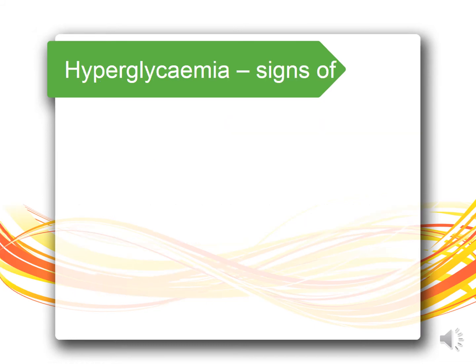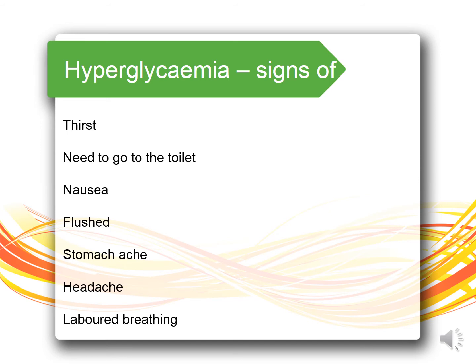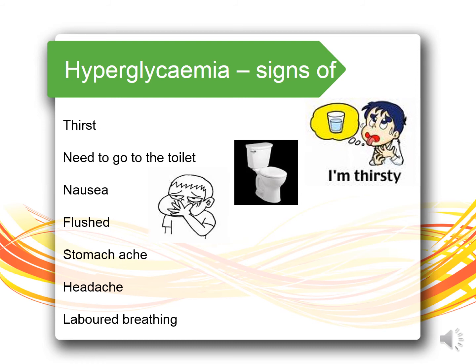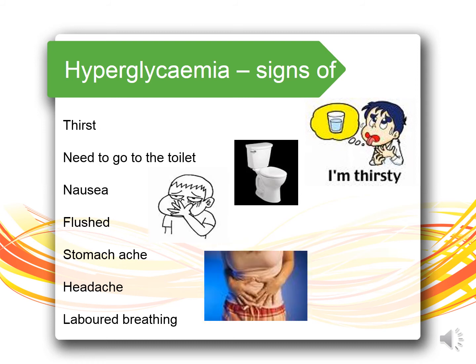Now moving on to the other end of the scale, hyperglycemia, which is a blood glucose level anything above 10 millimoles. So signs of hyperglycemia include being thirsty, needing to go to the toilet more frequently, feeling sick, looking flushed in the face, having stomachache, having a headache because of dehydration, and a very late sign of labored breathing.